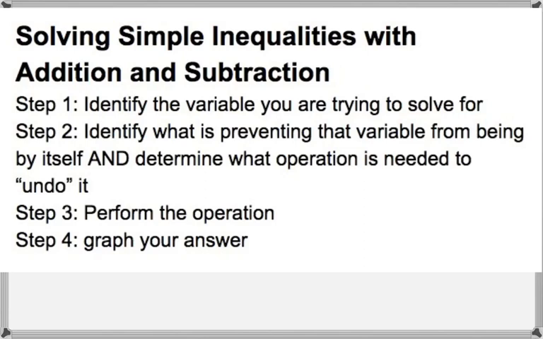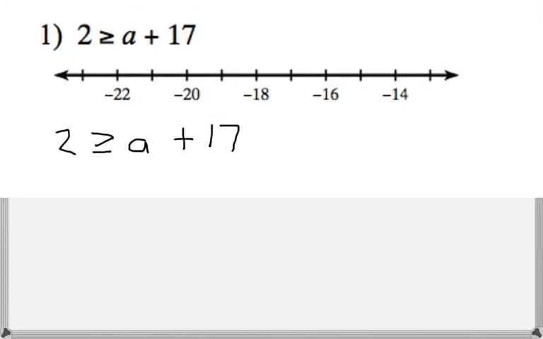Our first step is going to still be to identify the variable we are trying to solve for. Step 2, we need to identify what is preventing that variable from being by itself, and we need to determine what operation is needed to undo it. Step 3, we need to actually perform that operation. And step 4, we're going to actually graph our answer. So let's look at some examples.